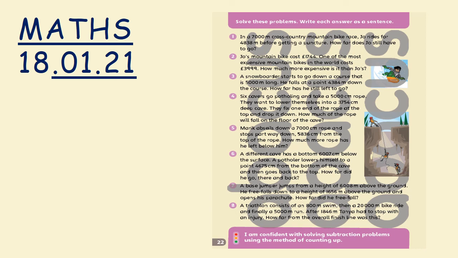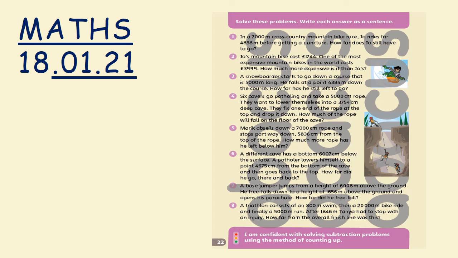If you want to challenge yourself, please solve these math problems. I'm just going to remind you how to do it. So first you have to read the problem. In a 7,000 meters cross-country mountain bike race, Joe rides for 4,838 meters before getting a puncture. How far does Joe still have to go?